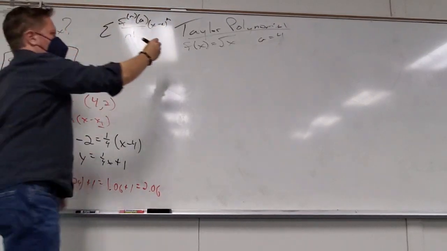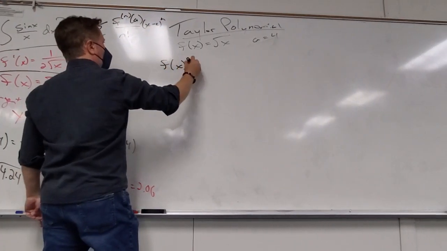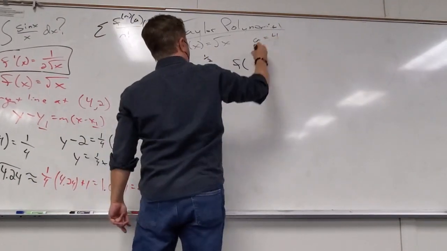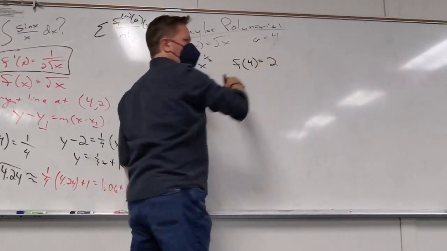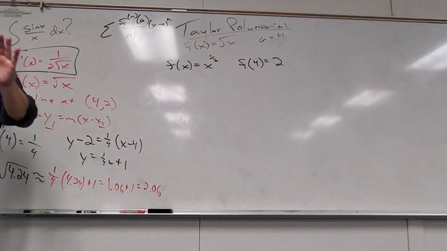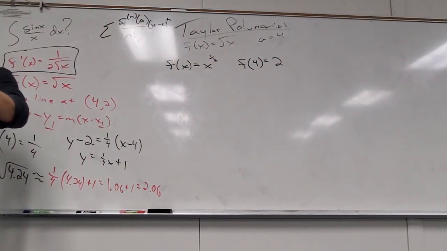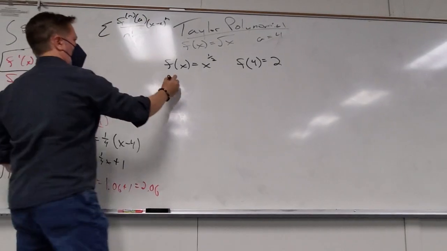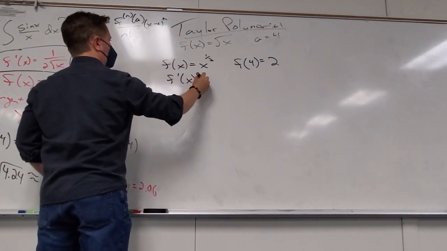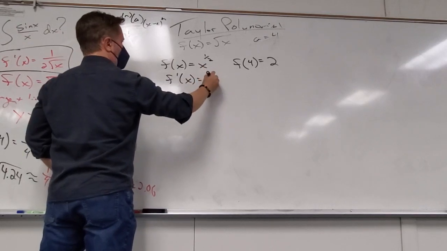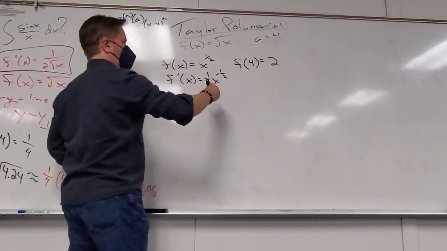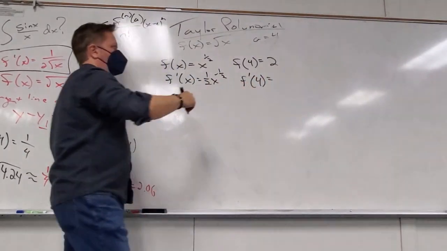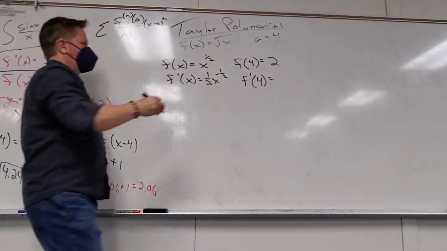So let me make a list. Our function is x to the 1/2. And what is f of a? 2. Okay. f prime of x is 1/2 x to the negative 1/2, right? So what is f prime of 4? Yeah, 1/4.